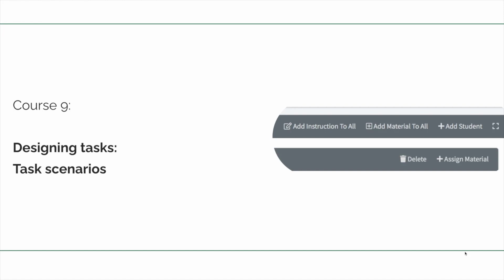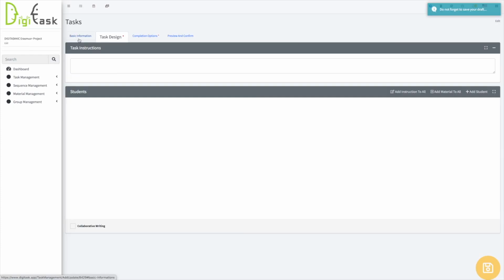In this lesson, you will continue learning how to design tasks using the Digitask Web App, and you will learn how to operationalize different design ideas and scenarios. Once you fill in the basic information section, you can continue with the task design. At the top of the page, you will see the task design instructions. We will focus on task instructions and different levels of instructions on the Digitask Web App in another video.